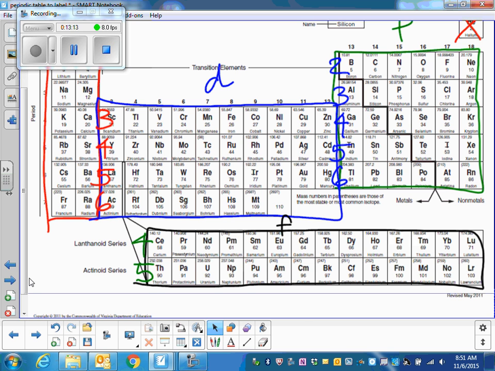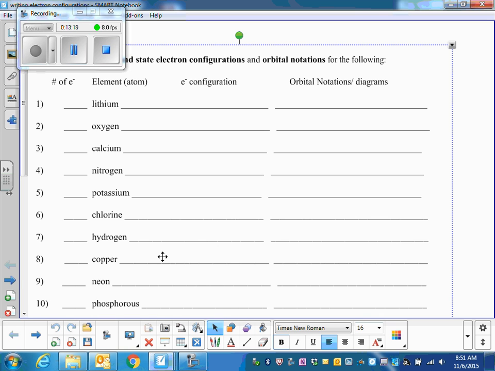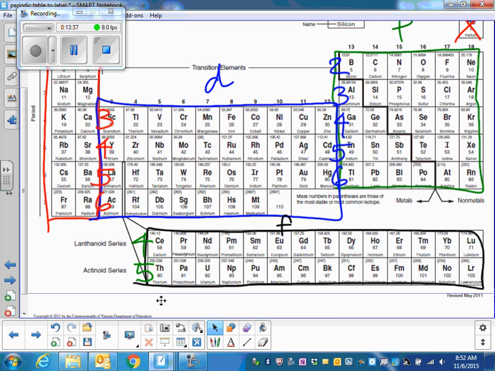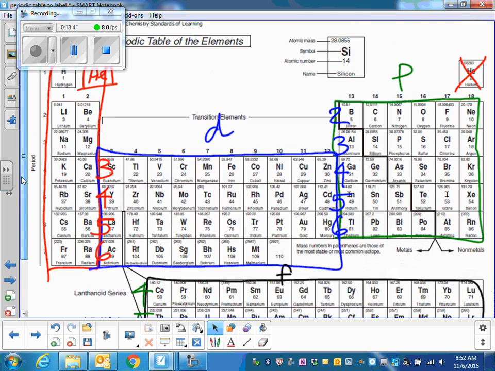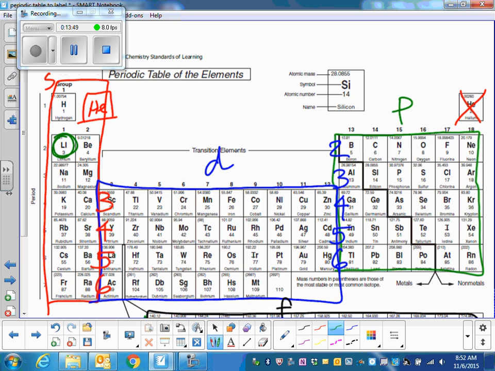So, my very first element is lithium. Is that right? And lithium, if neutral, has how many electrons? 3. So I need to account for the 3 electrons. I'm going to go to my periodic table and use it. Where is lithium on my periodic table? I see lithium is located right here.